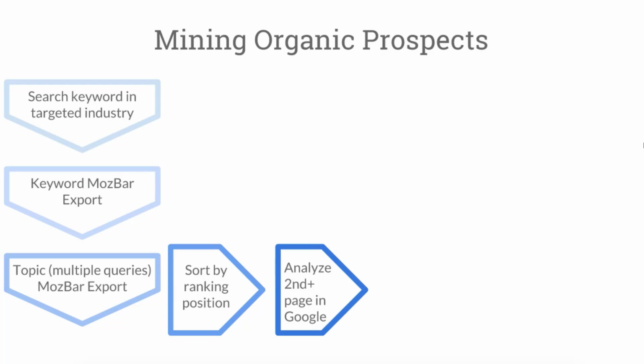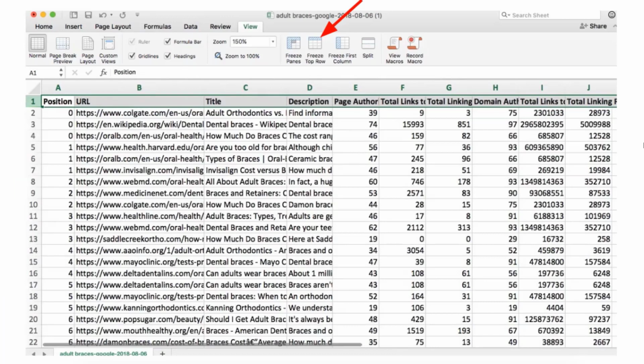Now what we can do is analyze the results after the first page of Google. What does the landscape for this particular topic look like after the first page of Google? So in order to do that, in your spreadsheet, you're going to highlight the top row, which is your headers, and freeze it. You can do this in Excel or a Google spreadsheet that you're working on. Go ahead and freeze your header row.